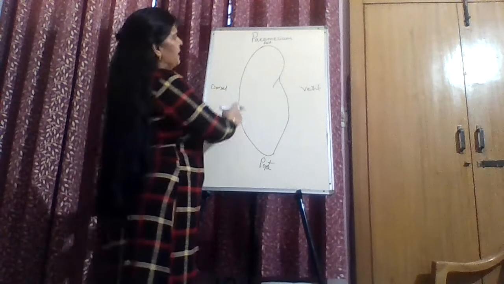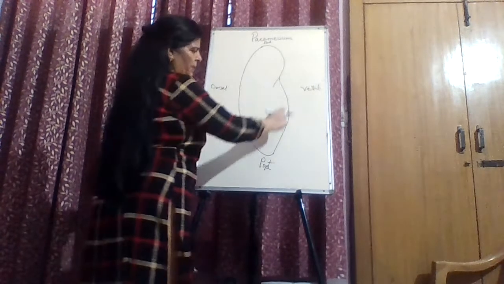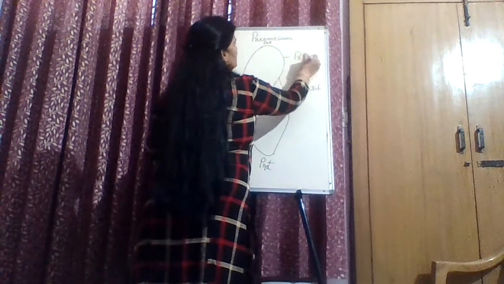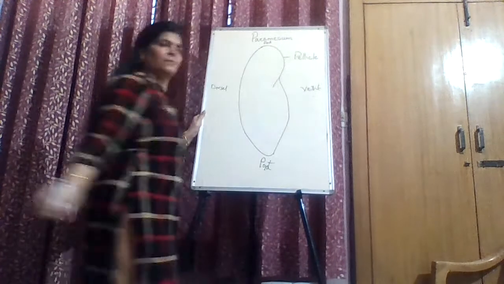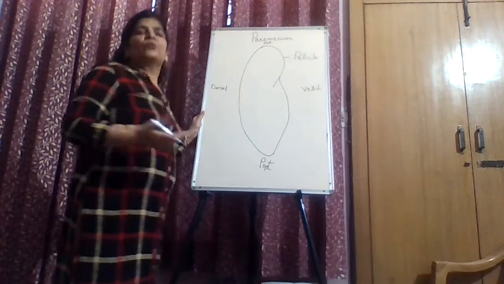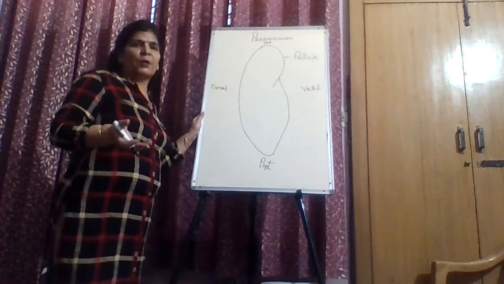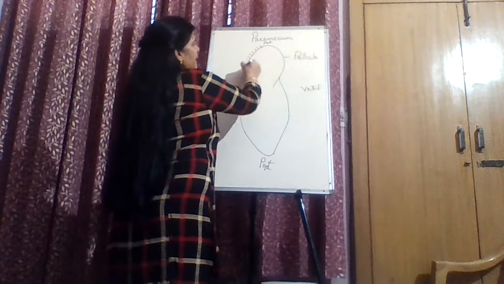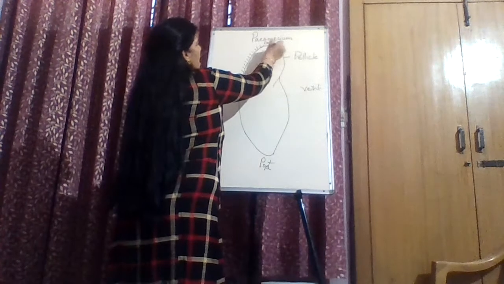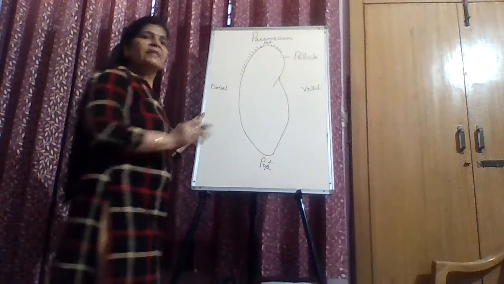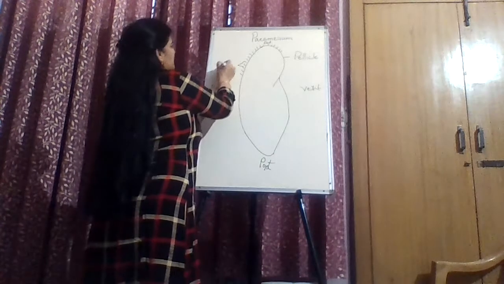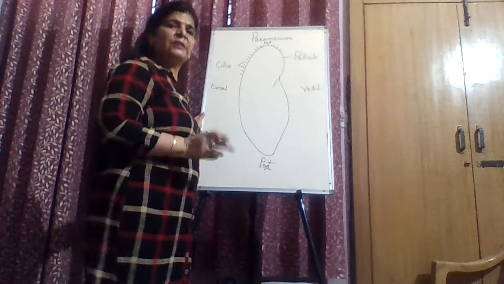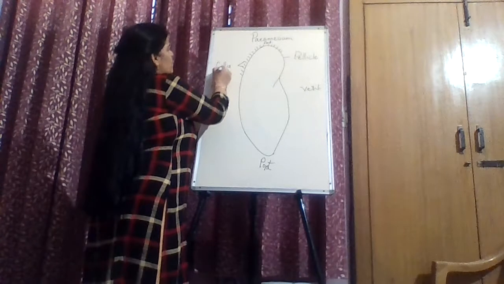As we can see, Paramecium remains covered by a layer or a membrane that is known as the pellicle. And outside this pellicle, a large number of hair-like structures are present. These hair-like structures are known as cilia. And these cilia are responsible for locomotion.